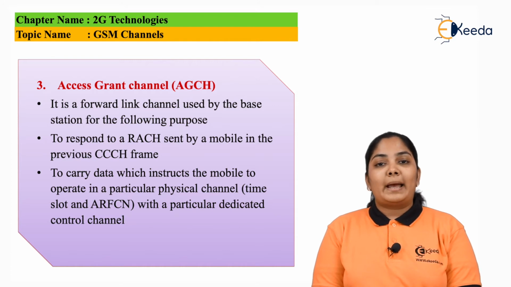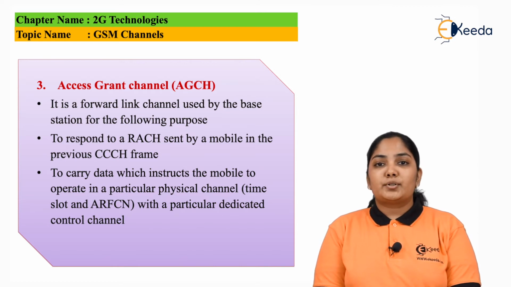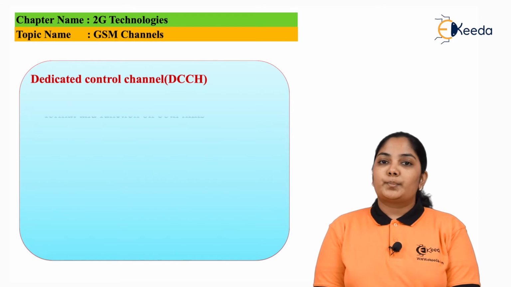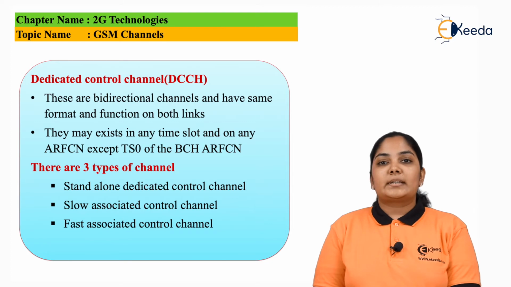Remember, on this random access channel, that is from the mobile station to the base station, we had responded that we are ready for the call. Hence, on the forward channel, that is the access grant channel, now the base station will send the exact channel, that is the time slot and the ARFCN number, which is the absolute radio frequency channel number on which the user is given the time slot to talk. Also, a particular dedicated control channel is provided for controlling purposes. In this way, forward and reverse link control channels are used to set up a call.